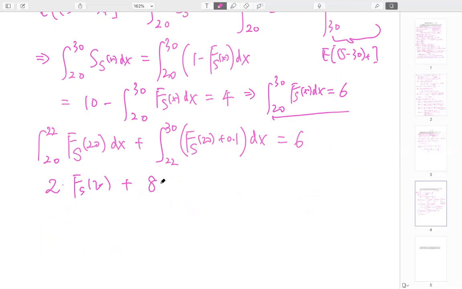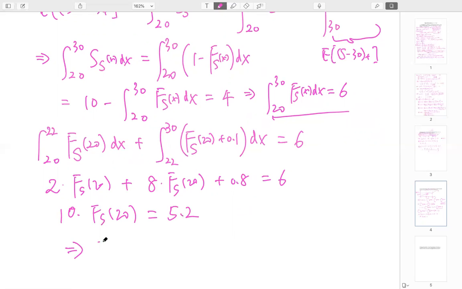So now it's very easy to do the integral. So here I have 8, right? So what is my F_S? So 10 times F_S(20) equals 5.2. So my CDF at 20 would be 0.52. Okay, so that's the result.